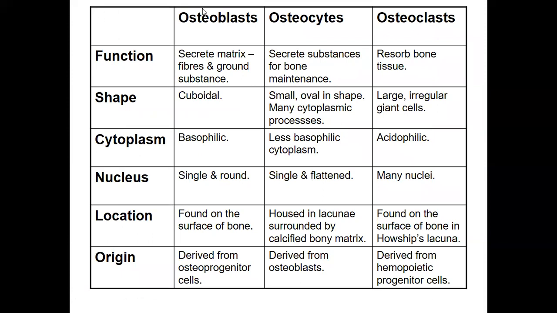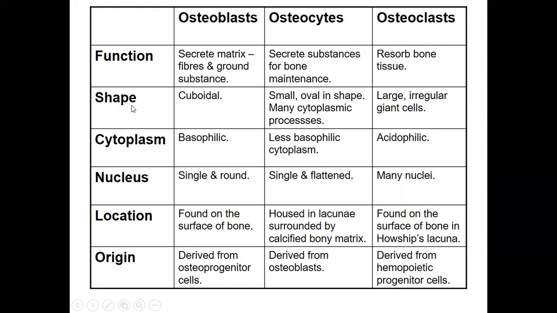This table is just to show you the difference between the three types of cell. If you see here, the function of the osteoblast is to secrete matrix. The matrix is composed of fibers and ground substance. The osteocyte secretes substances for bone maintenance. It's more on bone maintenance. And the osteoclast resorbs the bone tissue. If there is damage in the area, it will resorb the bone tissue, try to remove the part of the bone that is damaged, and then it will remodel again.